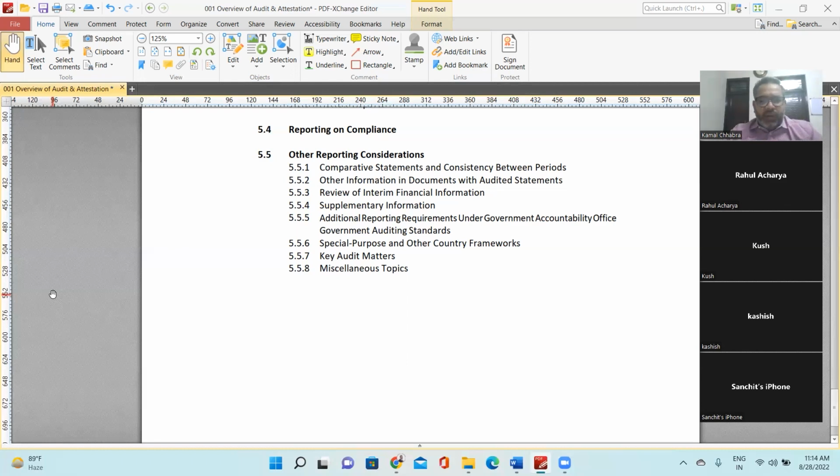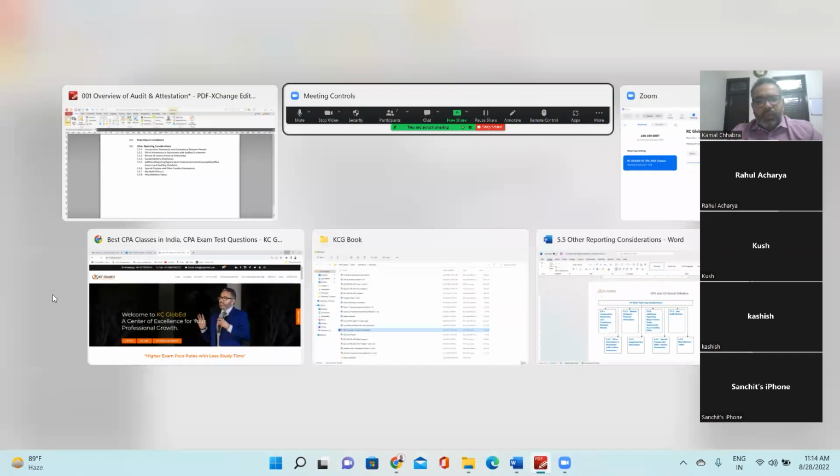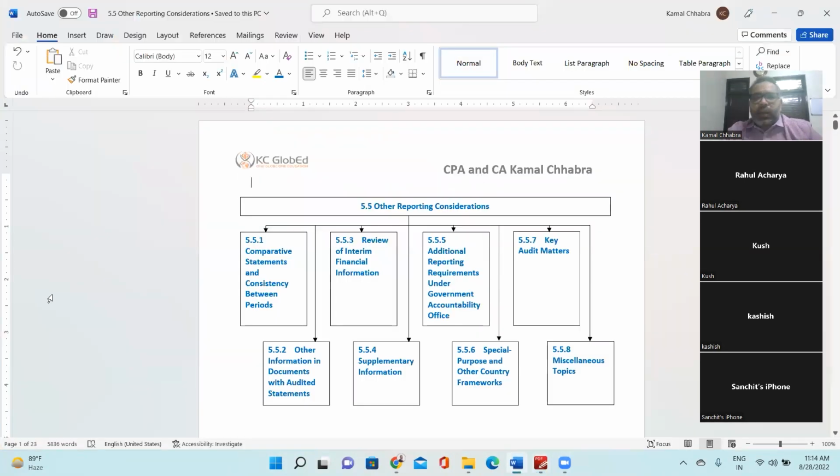Maybe if we are left over with small topics like miscellaneous or key audit matters, I'll send you the notes for the same. It might not be a big deal to crack those topics. So here, coming to the notes section, let me increase the size a bit over here.